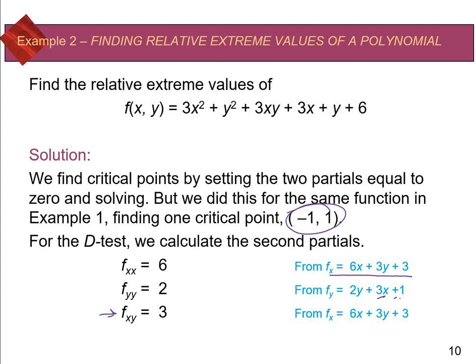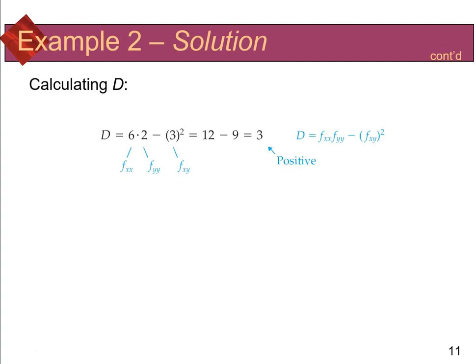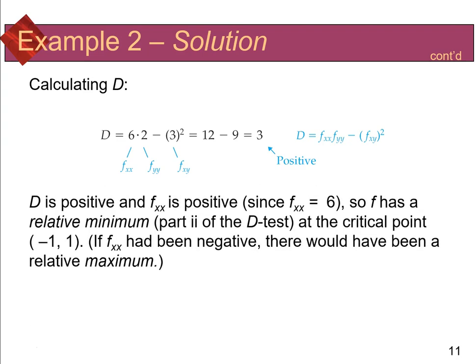But if I apply the formula for d, 6 times 2 minus 3 squared, I get 3. So d is positive. It's more than 0. So I do have a critical point. I now have to look at fxx, which is also positive. So that means that we have a relative minimum here. So that's how we figure it out.